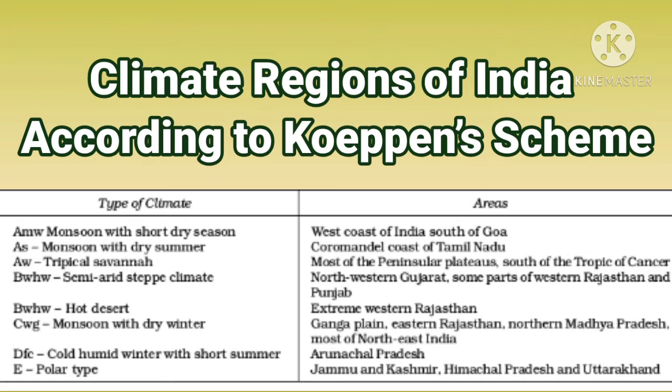So let's see. In the first one, that is divided into AMW, which means the monsoon with the short dry season. The areas included are the west coast of India and south of Goa. AS describes the monsoon with dry summer. It is the area of the Coromandel coast of Tamil Nadu. AW, tropical savannas. Most of the peninsular plateau and the south of the Tropic of Cancer is included in the AW types of climate.